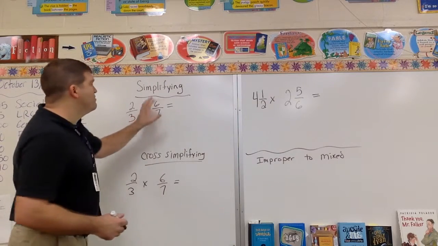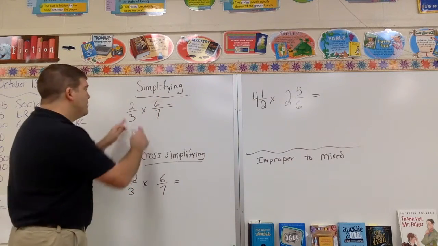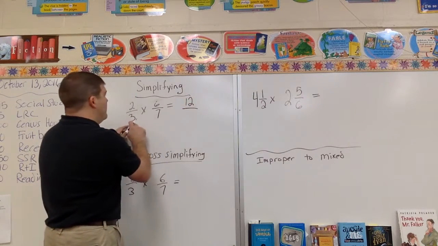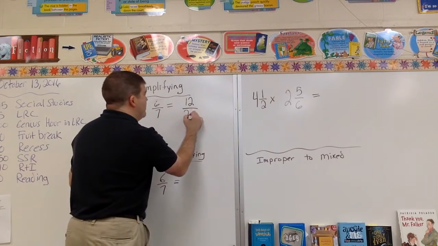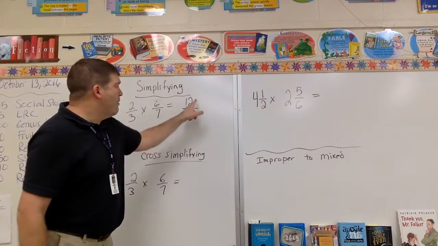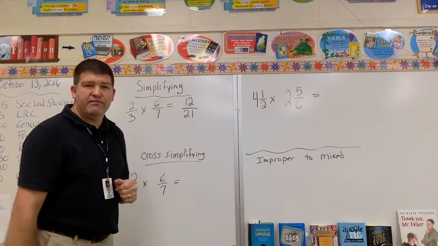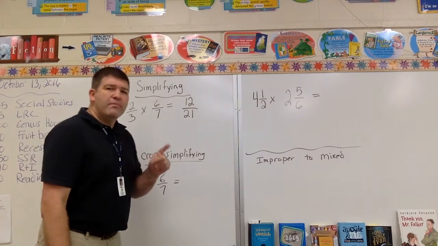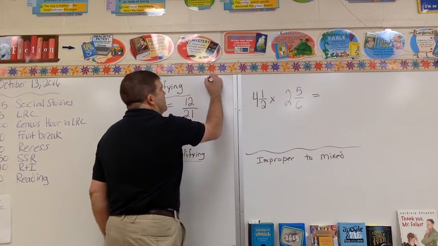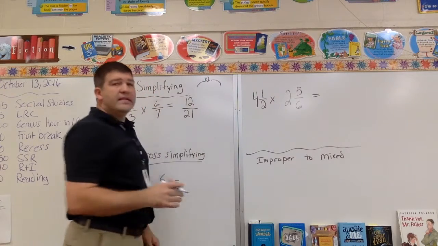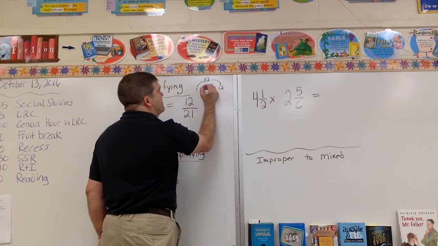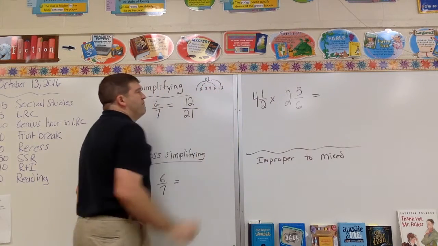Okay? So let's do simplifying after we do the problem. So we get it into a fraction times a fraction. So 2 times 6 is 12. 3 times 7 is 21. Now I'm looking at 12 over 21. Now, if they were both even, I know I could cut it in half, but they're not even. So what I'm going to do is take the smaller number. I'm going to take 12, and I'm going to do all the things that go into 12. All the factors. It's 1 and 12, it's 2 and 6, and it's 3 and 4.